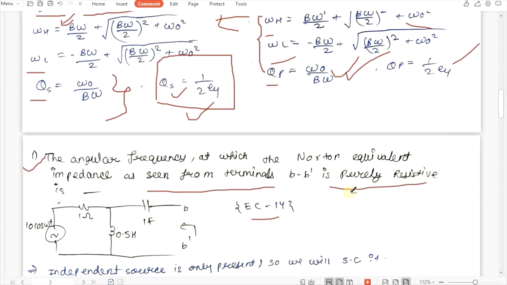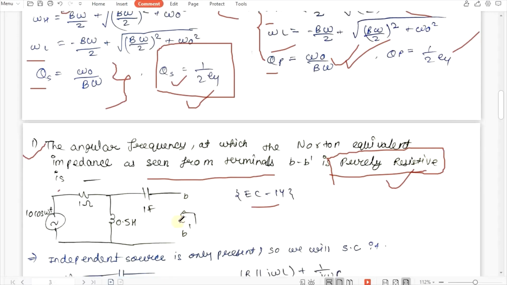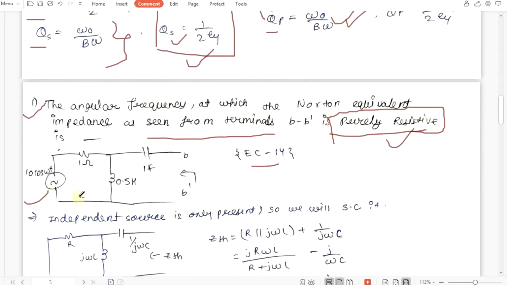So here in this question you can clearly see it is mentioned that your circuit is purely resistive. As we have seen in the condition, if we get a purely resistive or purely conductive circuit, then it means that the circuit is operating at resonant frequency. So from this we get to know that we have to get the resonant frequency. Now let's see the procedure to solve this. Here you can see this is the circuit from which we have to get the Norton equivalent resistance. Basically we have to get the RTH.